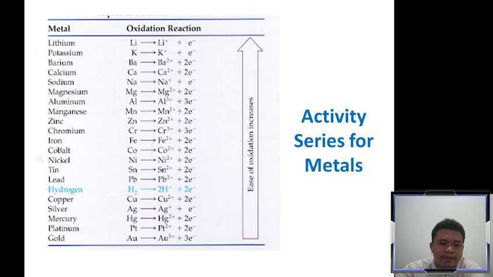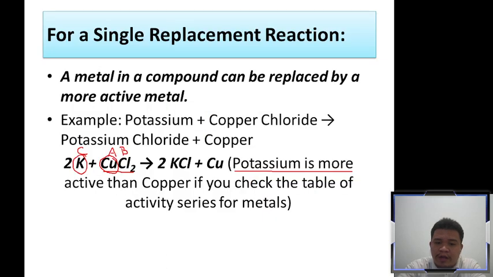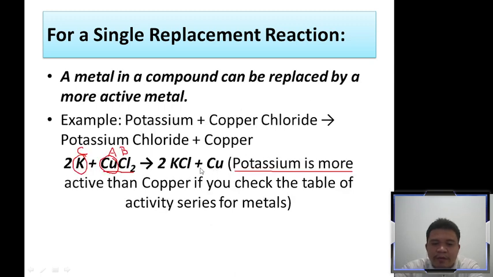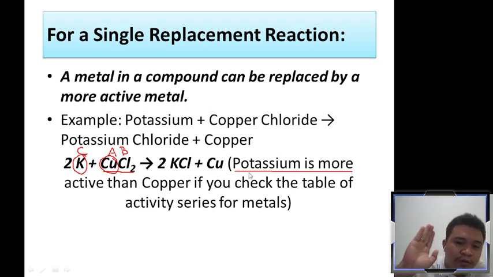Let's check copper. Copper is here. And if you look at potassium, it's on the top. Since potassium is much more active than copper, it has the ability to replace copper in the formula. So that is why you will see 2KCl here. As you can see, Cl now has a new partner, which is K. And now copper is outside of the compound. So it becomes 2KCl plus Cu. Okay? So that's how you're going to look at it.